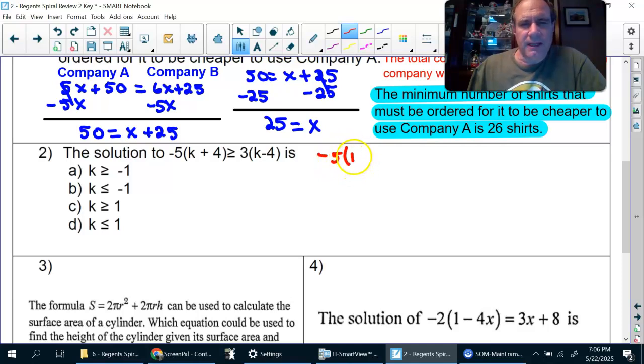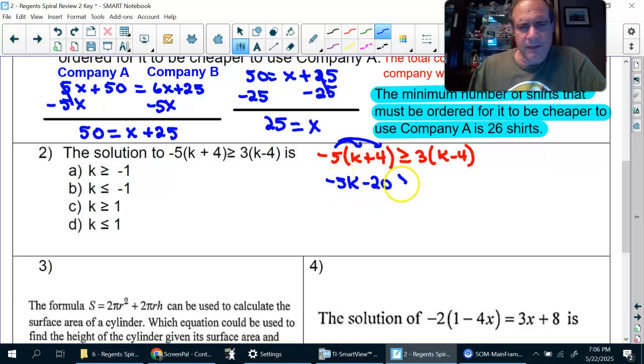Every time I see a question like this, I'm just going to rewrite it, just so I am working off my own equation. It gives me a little bit more space. So we're going to do the distributive property here, negative 5 times k and negative 5 times 4. So this is negative 5k, negative 20 is greater than or equal to 3k. We're going to do the distributive property right here on the fly, 3 times negative 4 is negative 12.